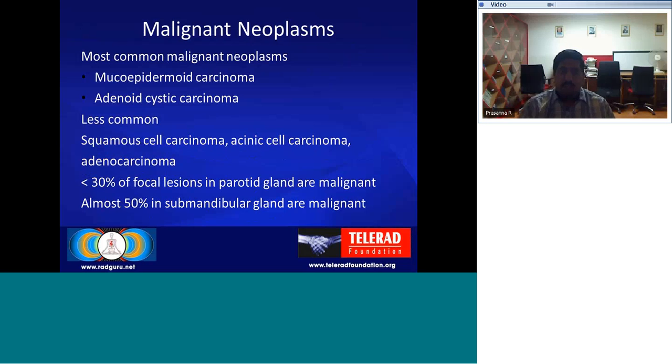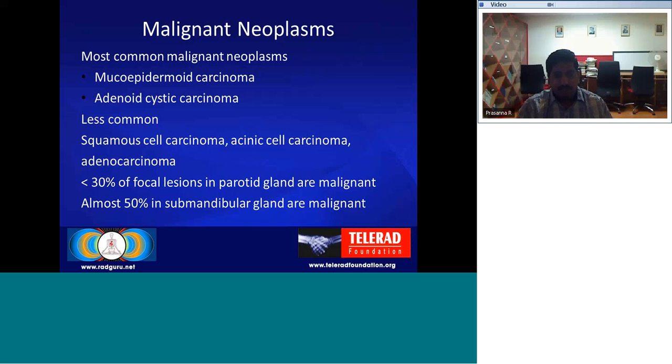And then coming to the malignant neoplasms, the most common malignant neoplasm is the mucoepidermoid carcinoma, followed by the adenoid cystic carcinoma. Less common types of carcinoma exist, but as I told you, differentiation of the type of neoplasm may not be within the scope of ultrasound. So all that we need to say is to categorically state that if there is a chance of malignancy, then further investigation would be required, either by invasive FNAC or probably MR imaging.